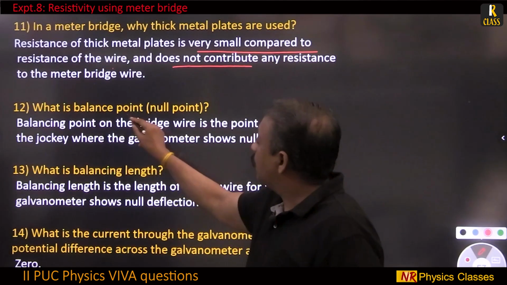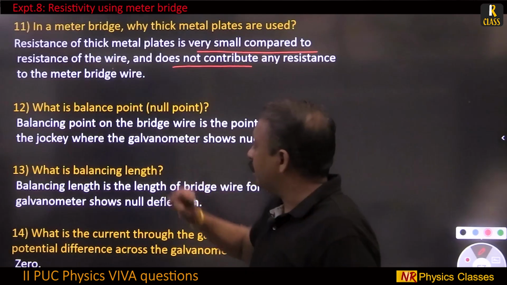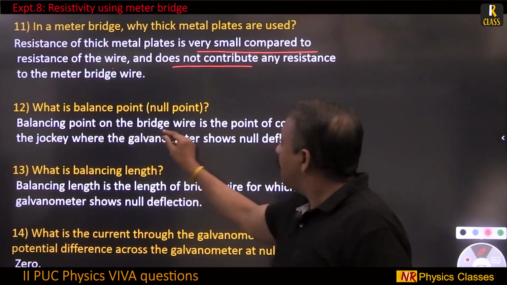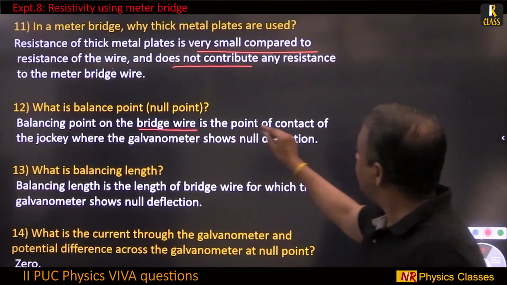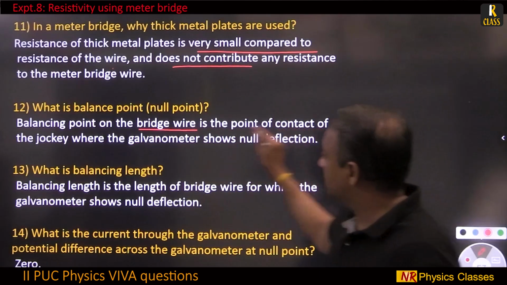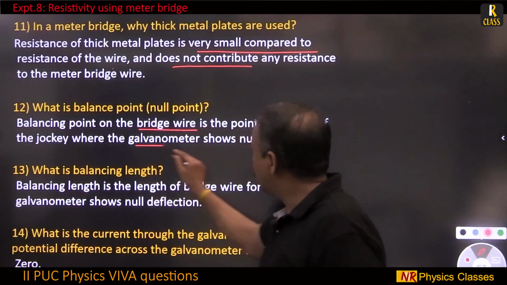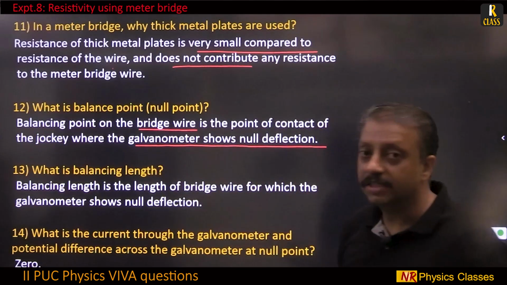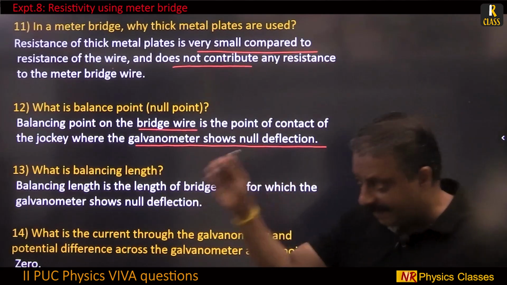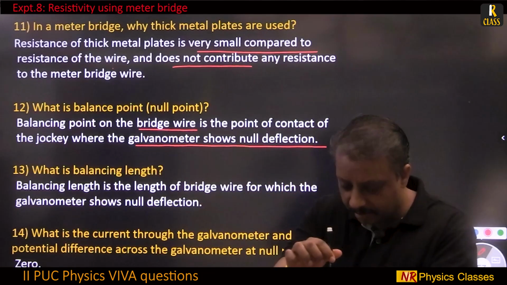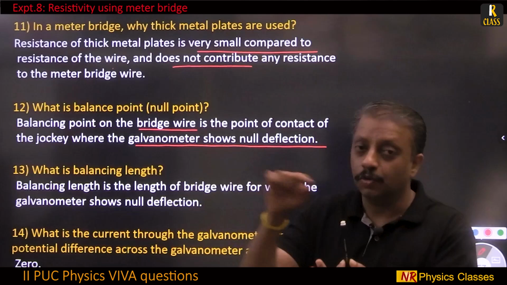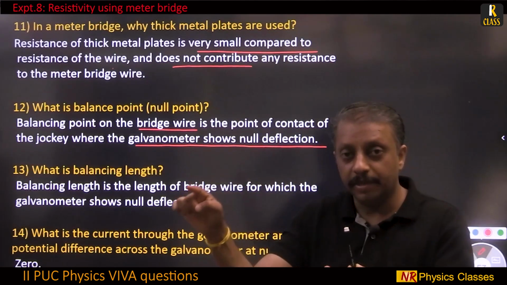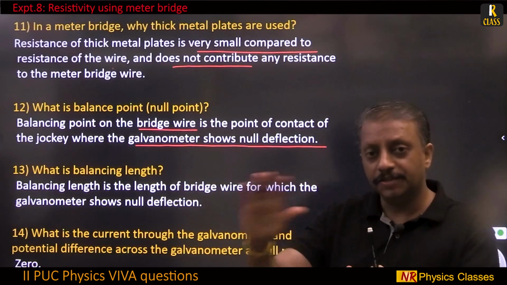What is balancing point? Null point. Balancing point on the meter bridge is the point of contact of the jockey where the galvanometer shows null deflection, zero deflection. It is that point on the wire where deflection becomes zero, where current through the galvanometer becomes zero.